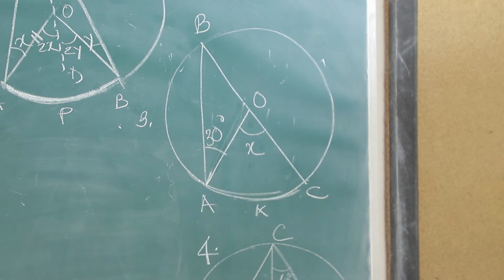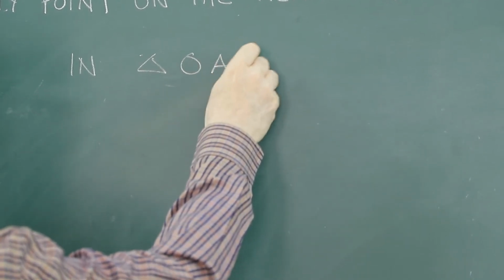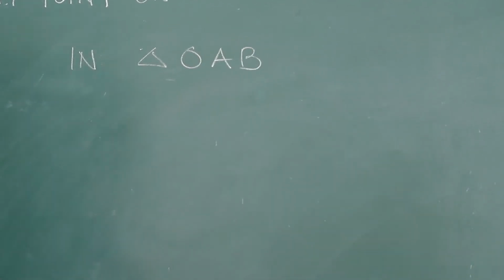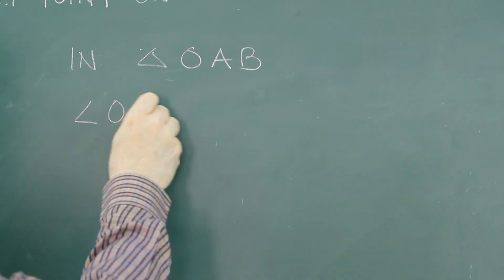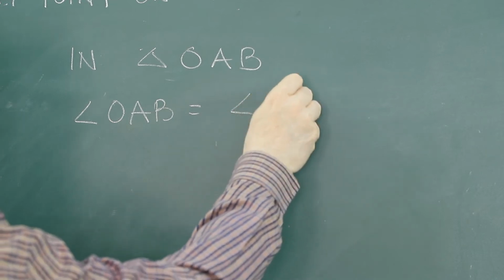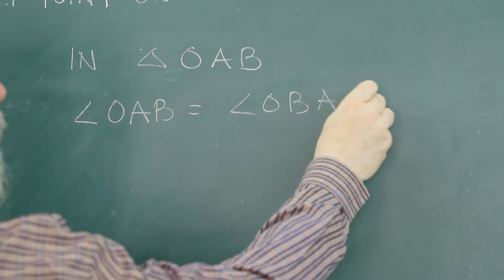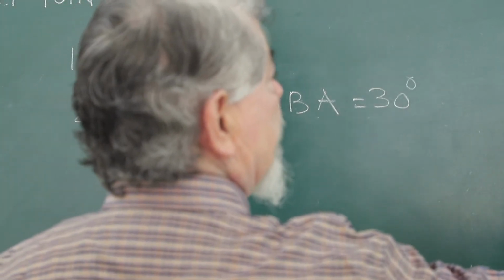So what are we going to do? Let us see in triangle OAB. In triangle OAB, I'll have angle OAB equal to angle OBA, which will be equal to 30 degrees. OA is equal to OB, radii.